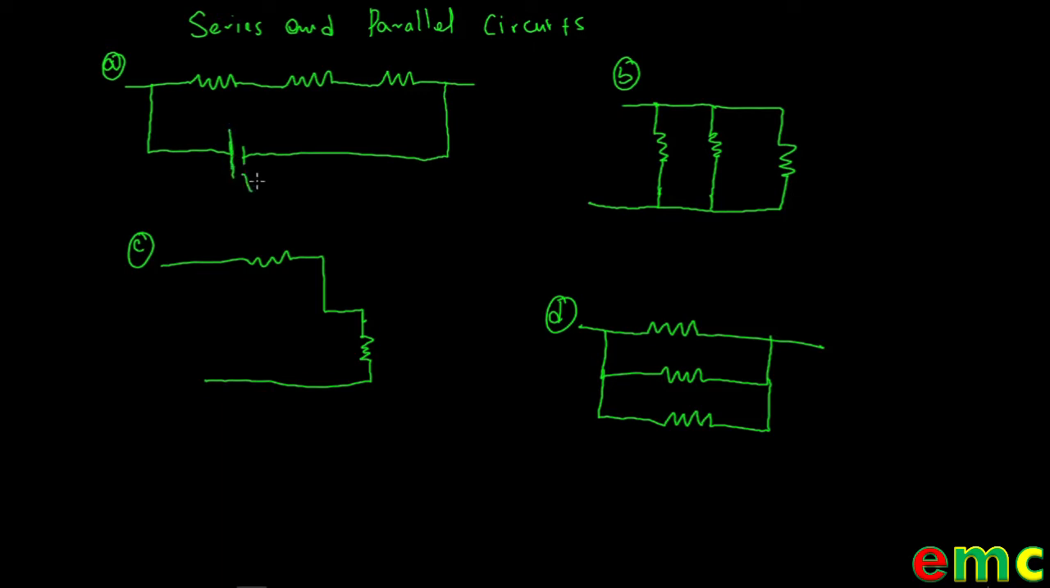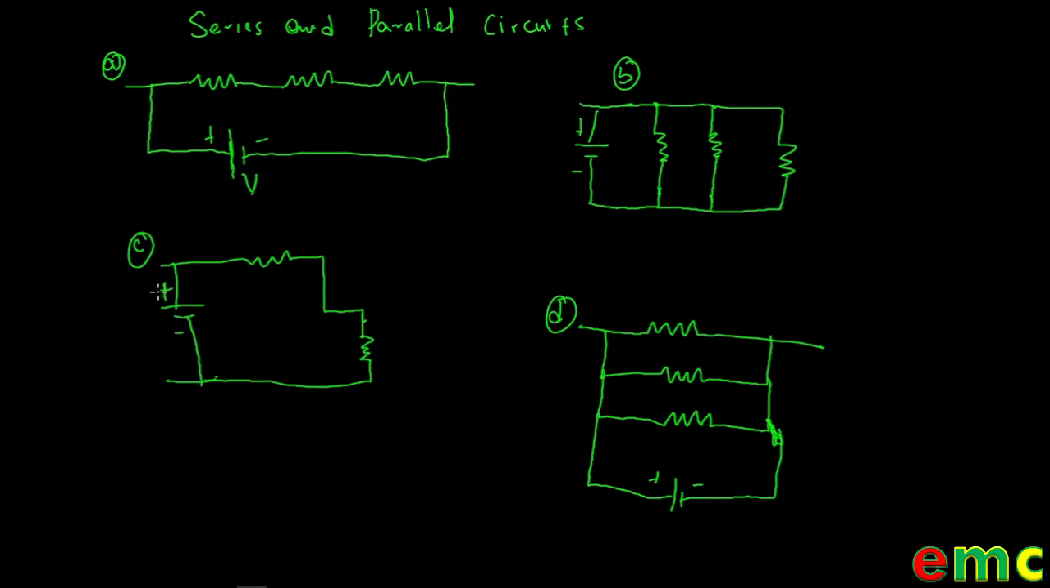this is our voltage source, this is the positive and the negative. We have another voltage source here, positive and negative. Let's have another voltage source in this one. So this is positive and this is negative. And let's have another one here. This is positive, this is negative.